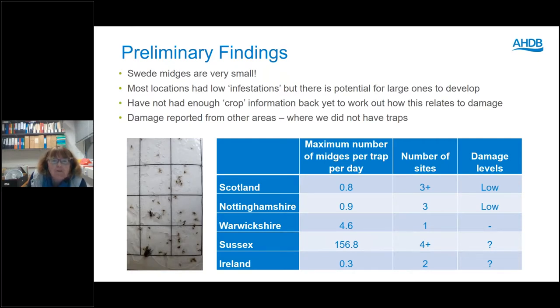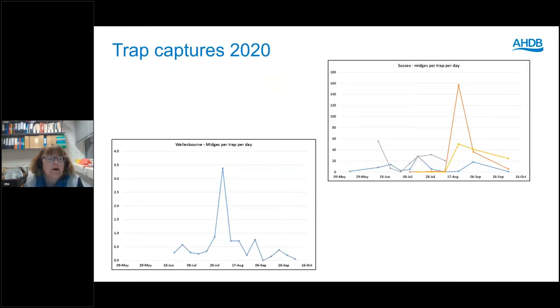I don't think we've got enough crop information yet to work out whether there's some sort of threshold. And damage was reported from other areas where we didn't have traps. And just here are a couple of examples of the monitoring data from 2020. So you definitely do get peaks in abundance. And I think there are probably three generations a year, but we need to do a bit more work to actually figure that out, and also to work out whether some of the day degree type forecasts that have been developed elsewhere are applicable here.